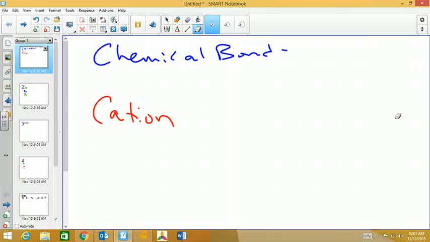So how many valence electrons do I have? 7. I got 7. What's the magic number? 8. There's something called the octet rule. The octet rule says if you've got 8 electrons in your outermost level, you are happy.